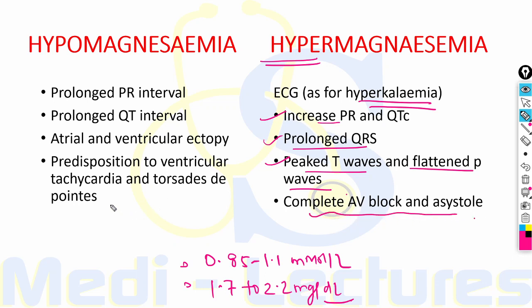On the other hand, the ECG changes of hypomagnesemia are prolonged PR, prolonged QT interval, atrial and ventricular ectopy can occur, and these can predispose to ventricular tachycardia and torsades de pointes.